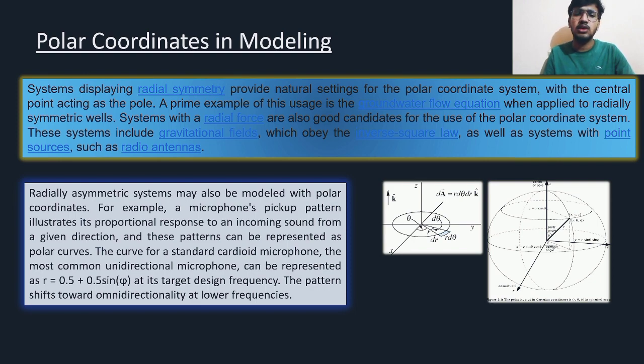Polar coordinates are also used, for example, in microphone pickup pattern illustrations. A microphone responds to an incoming sound from a given direction, which could be anything up to 360 degrees, and these patterns can be represented as polar curves. The curves for a standard cardioid microphone, the most common unidirectional microphone, can be represented as they are in the target design frequency. The pattern shifts towards unidirectional at low frequencies.